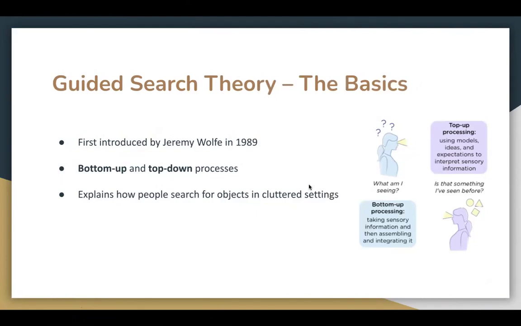Instead of randomly scanning everything, our brain uses a combination of these two processes to guide attention more efficiently. Our brain is narrowing down our environment based on both what stands out and what we are trying to see. This theory helps explain why we're better at searching for things in some situations, especially when we have a clear idea of what we're looking for.